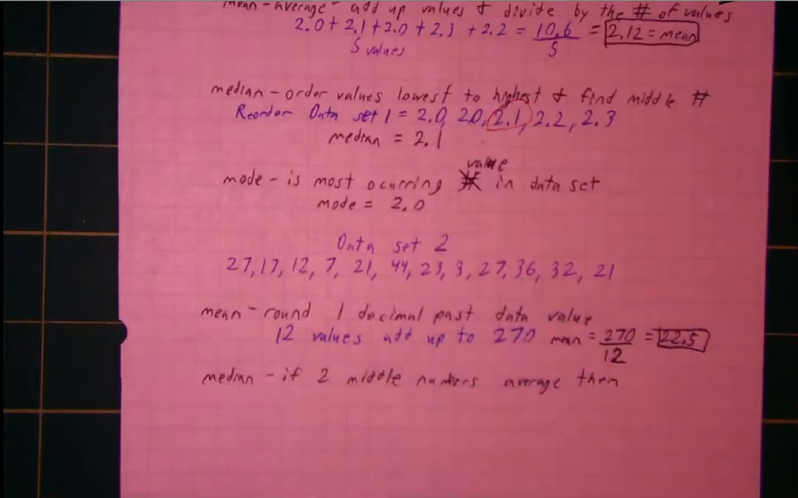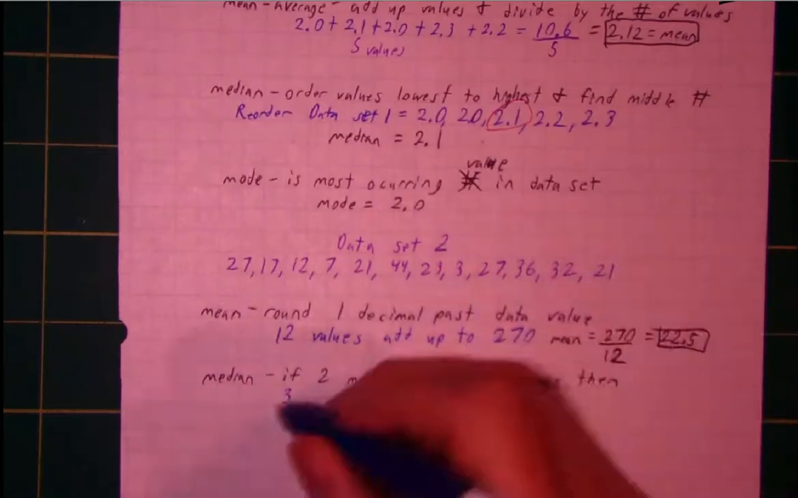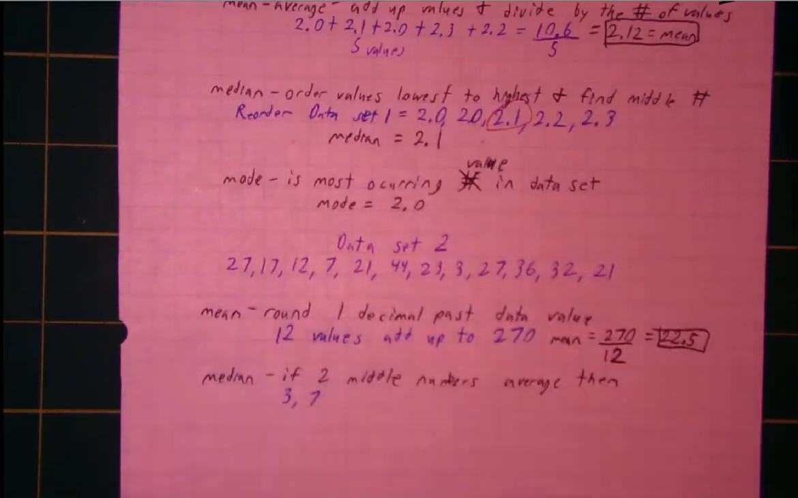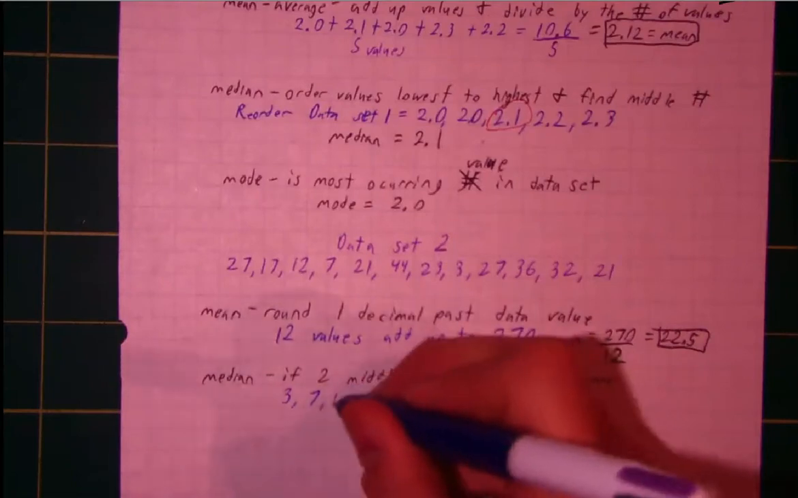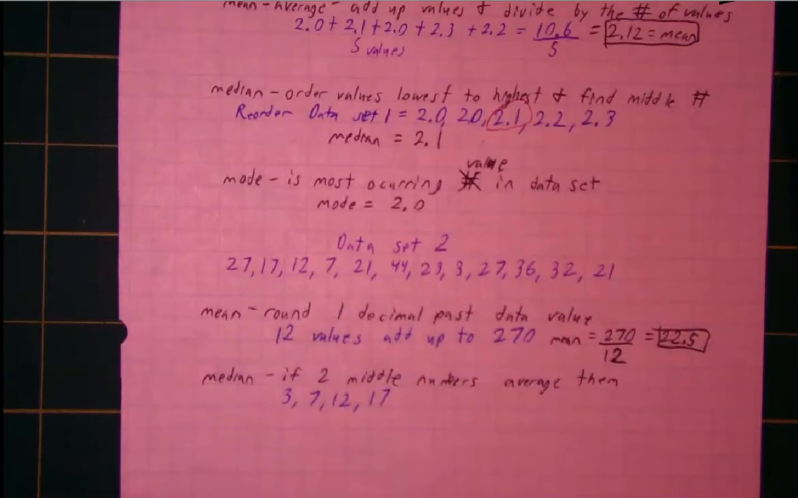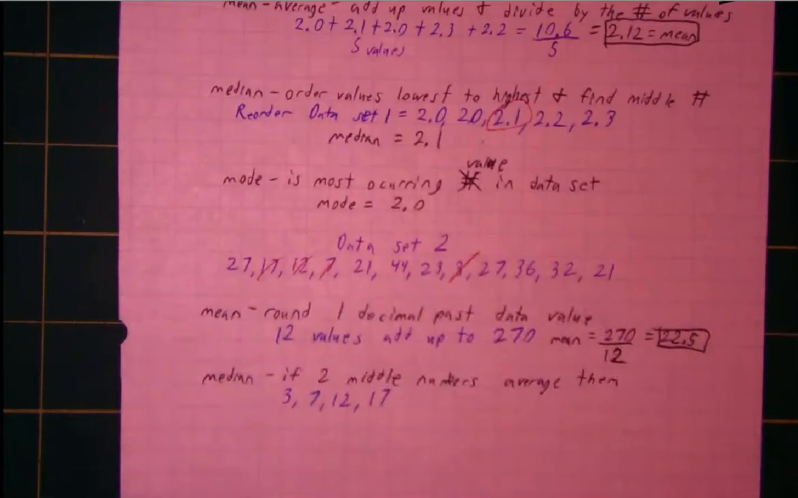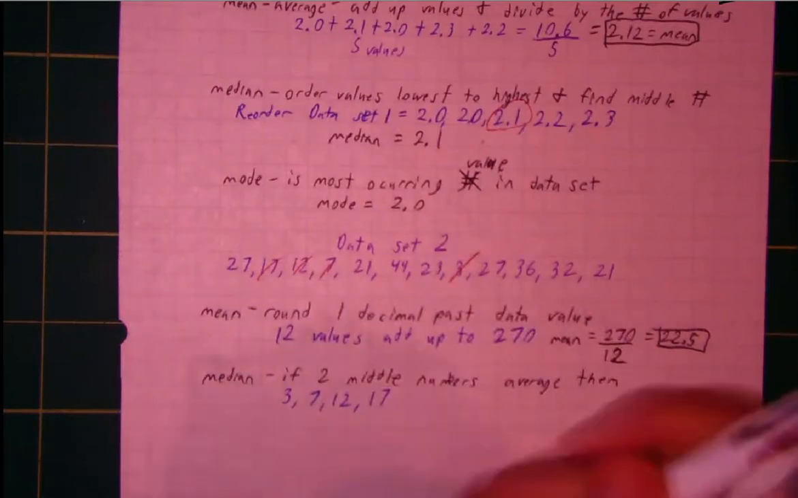So the first thing we need to do is reorder this. So what do we got? Well, our smallest number is 3. Our next smallest number is 7. And then after that is 12 and 17. And let me go ahead and cross those out so I don't accidentally rewrite them. But the very smallest number is 3, then 7, then 12, then 17. After 17 is 21.